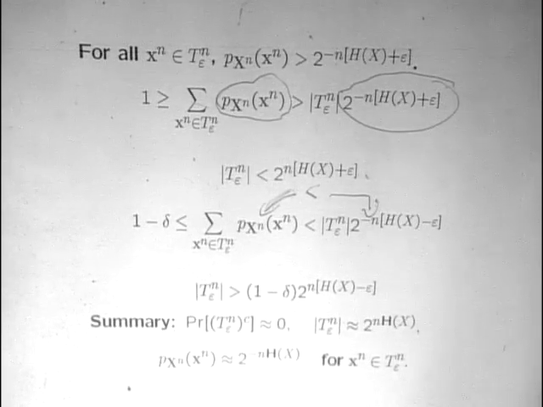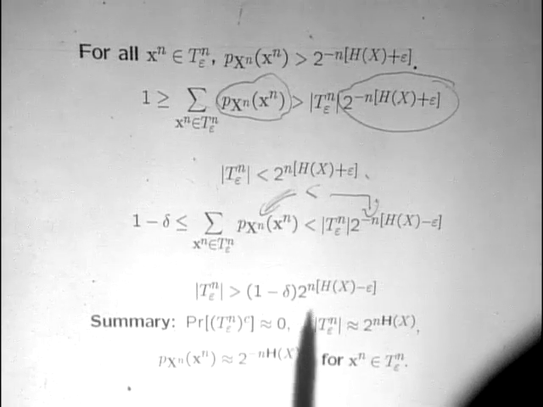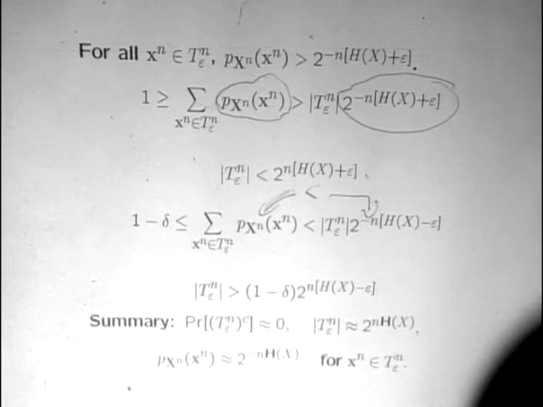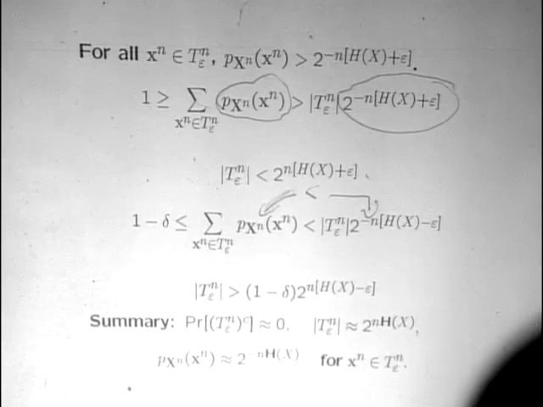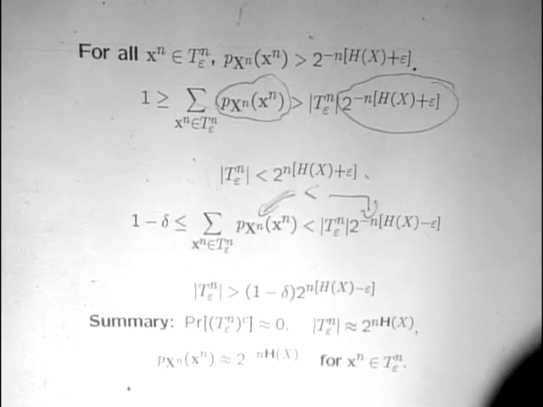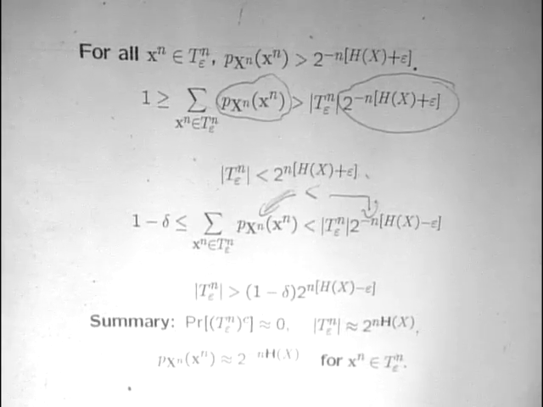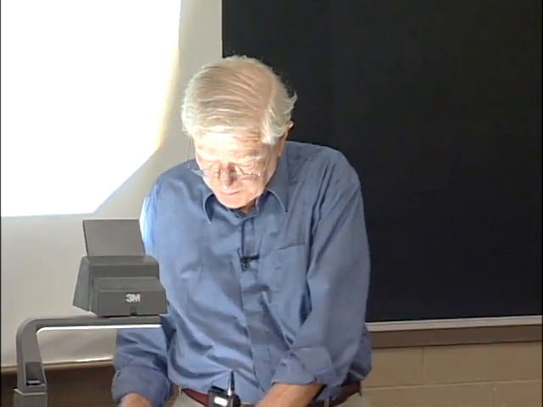In other words, this is a pretty exact sort of thing if you don't mind dealing with this 2 to the n epsilon factor here. If you agree that that's negligible in some strange sense, then all of this makes good sense. And it is negligible when we start talking about source coding, which is why this all works out.